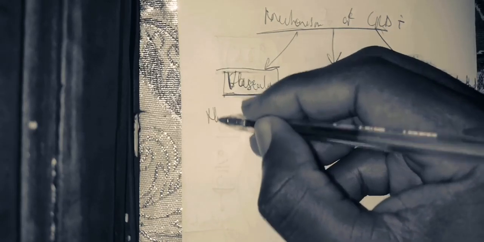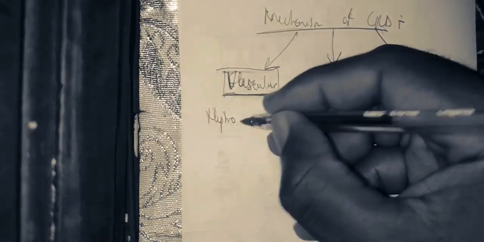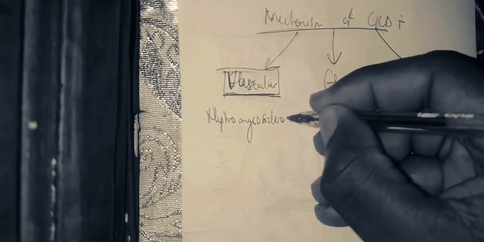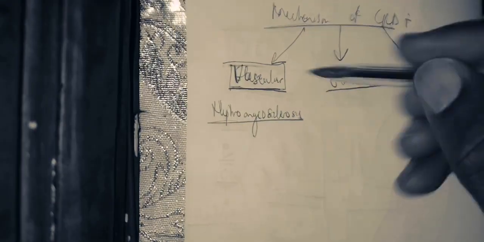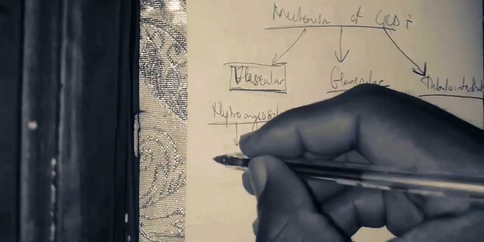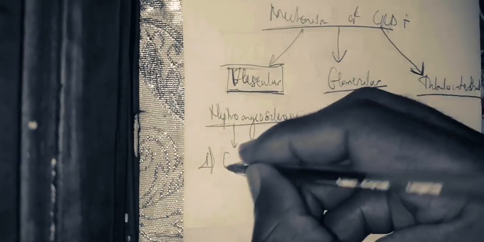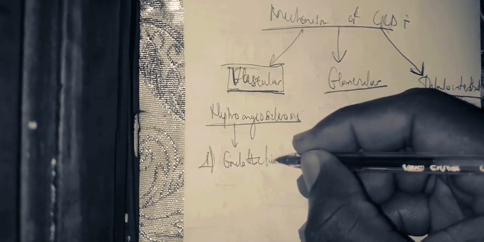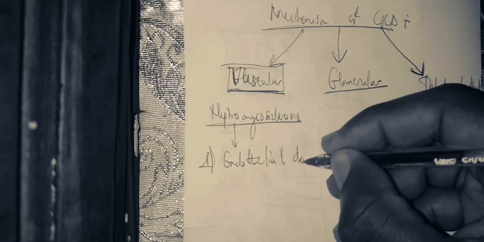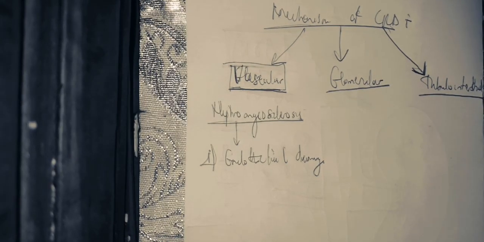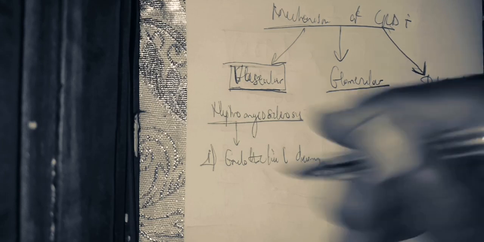Now, for vascular, you need to know that generally when you have a vascular chronic kidney disease, it's called a nephroangiosclerosis. Is it clear? Angiosclerosis. And vascular chronic kidney disease usually occurs if you have endothelial damage. When you have any event that can result in endothelial damage, it is going to be associated with vascular chronic kidney disease.